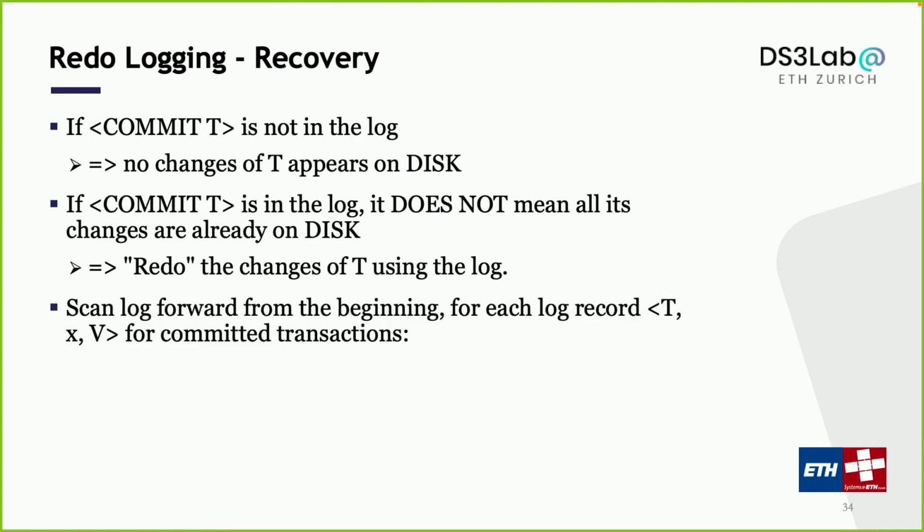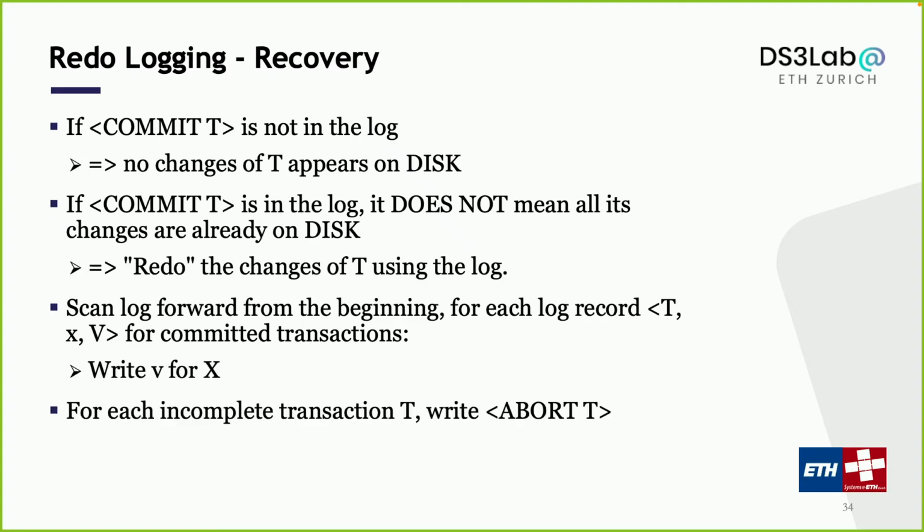What should I do? I scan the log from the head to the end, in that direction. For every single record, T, X, V, I update X to V, the new value. I redo the changes of all the committed transactions. That's why it's called redo logging. And then for each incomplete transaction, without the commit record, I just write abort T. Okay?